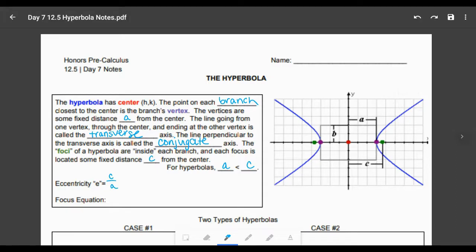In the equation for finding the focal points, to find c, you would use c squared equals a squared plus b squared. In the ellipse, we did a squared minus b squared, so just make sure you remember that for a hyperbola, it's a squared plus b squared.